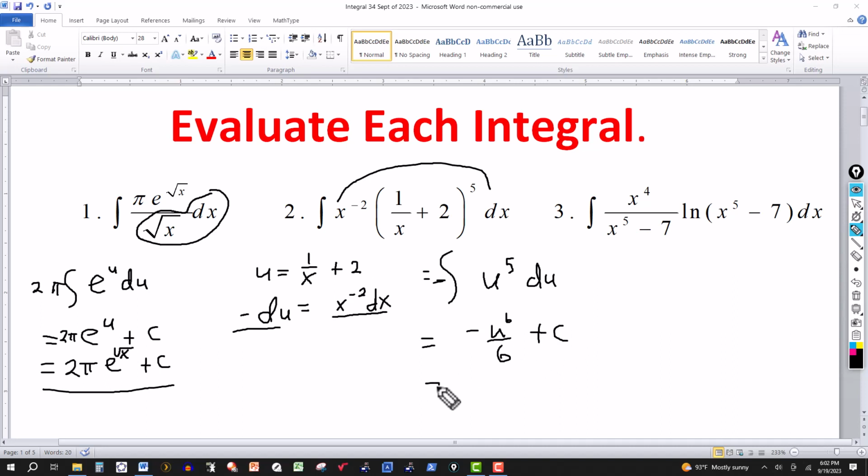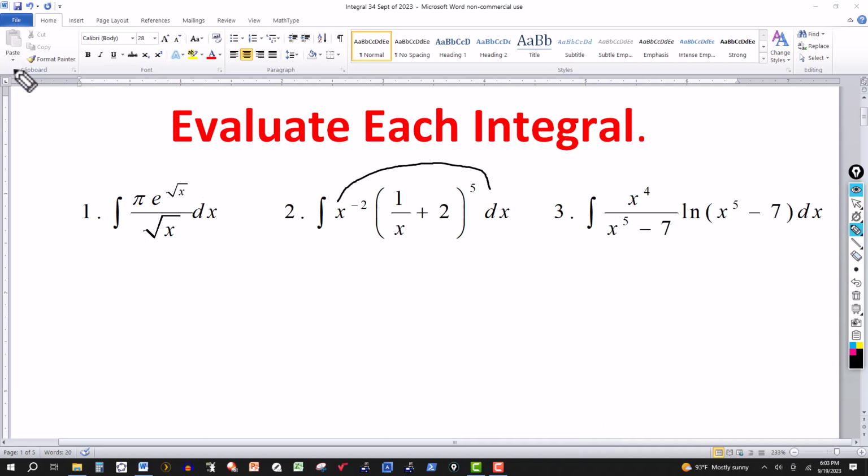And then we go back to the original variable. So I've got the minus here, and then the u is 1 over x plus 2. This is to the 6th power, and this is over 6, plus the constant of integration. And that's your answer for that one.